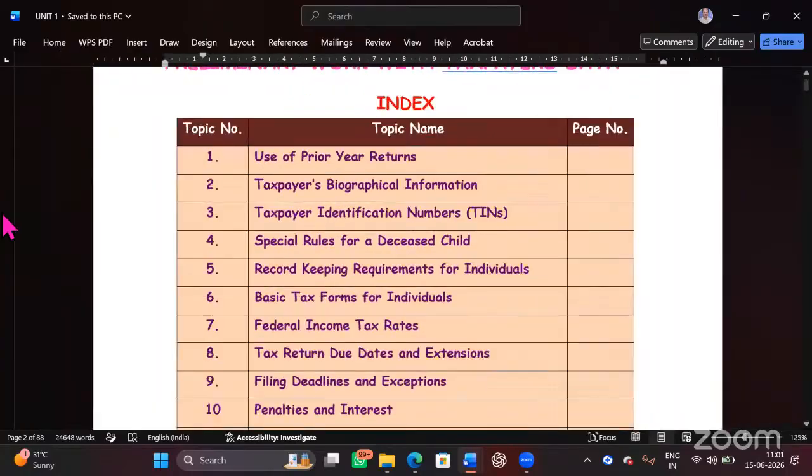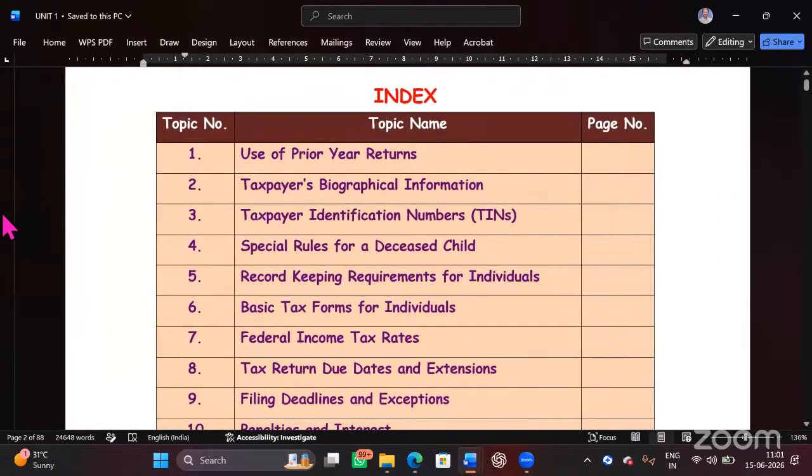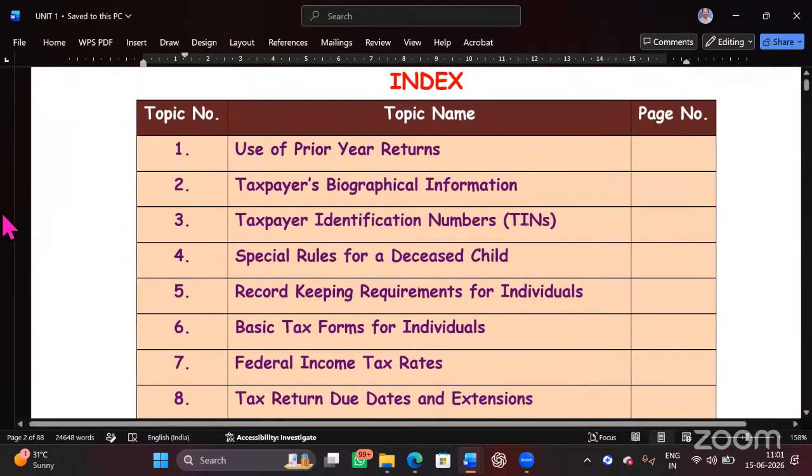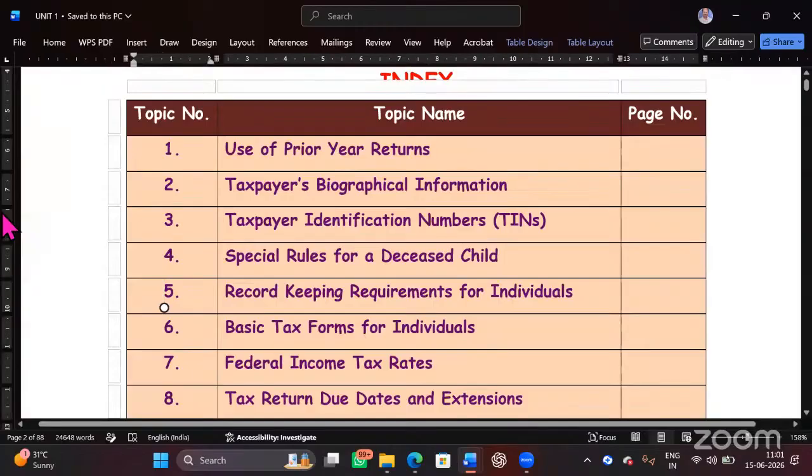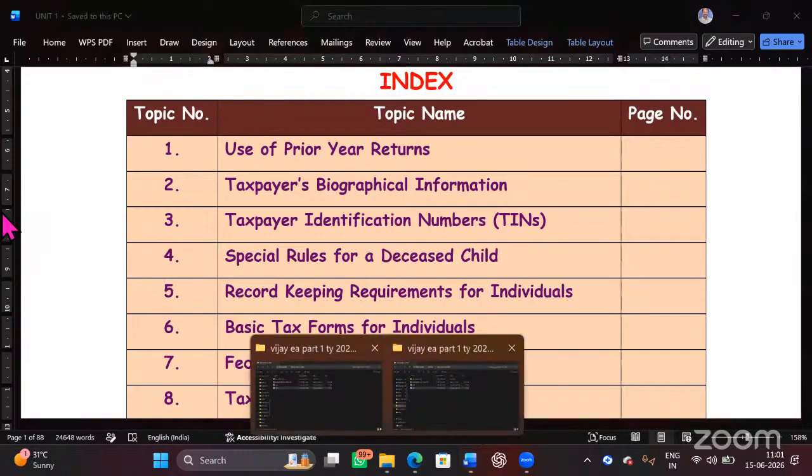So unit 1, in total we have 20 topics. First one, use of prior year returns while preparing the current year returns. Second one, taxpayer's biographical information. Where to fill this information? What information is to be filled in form number 1040? Let us go through it.